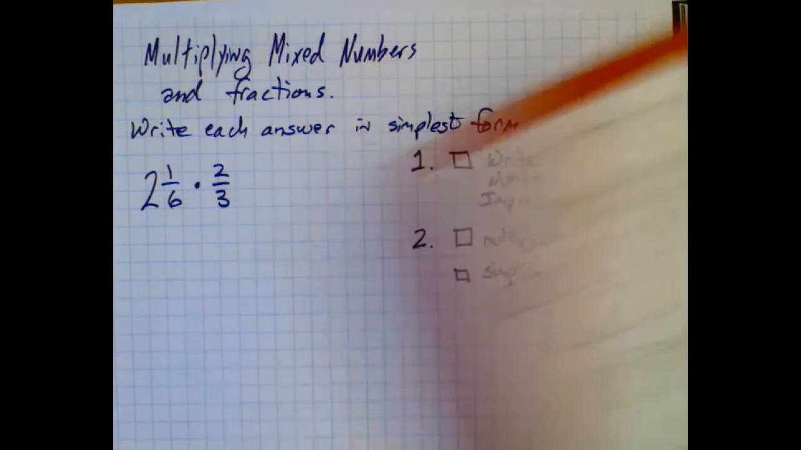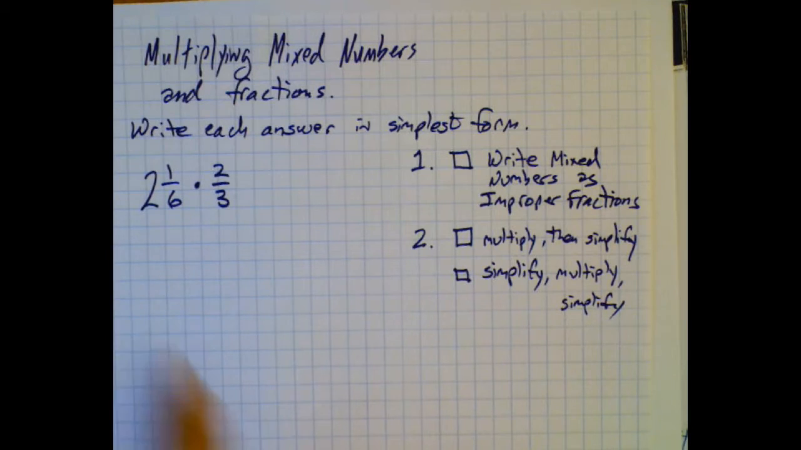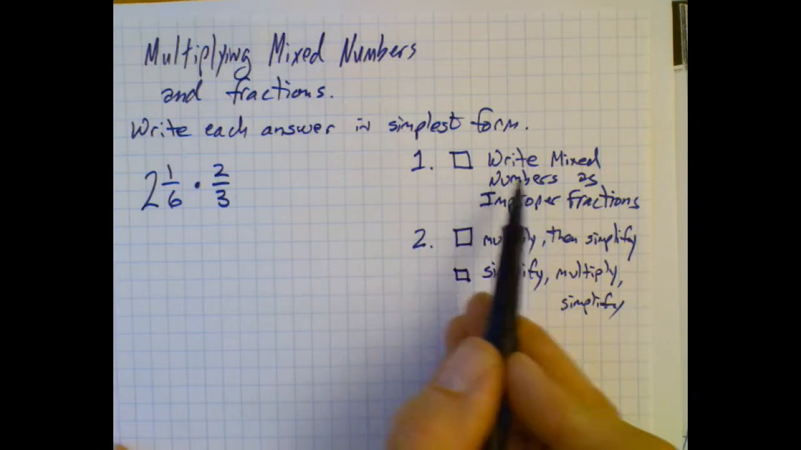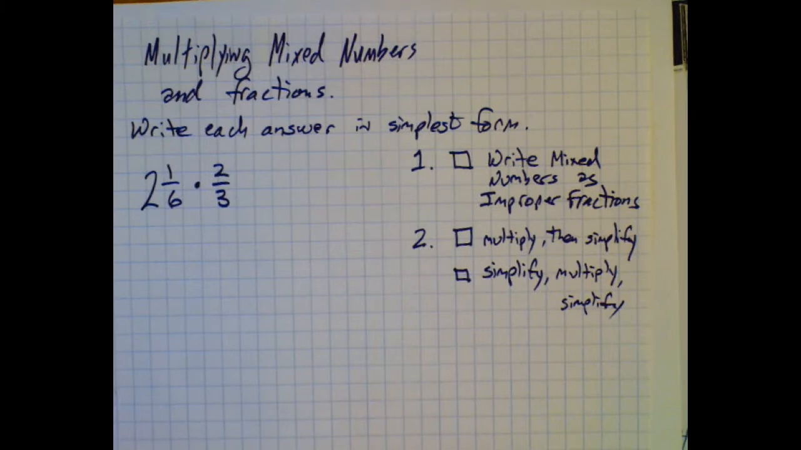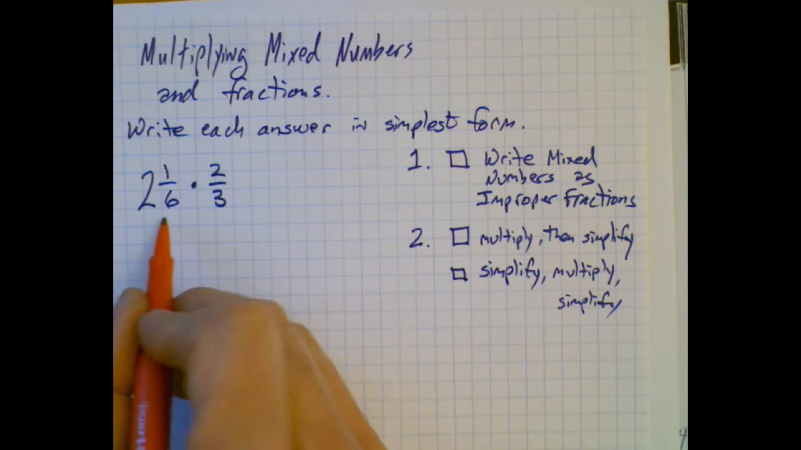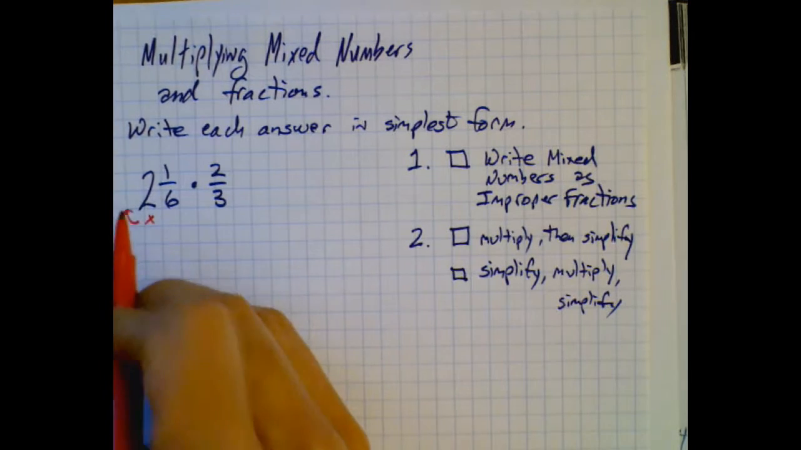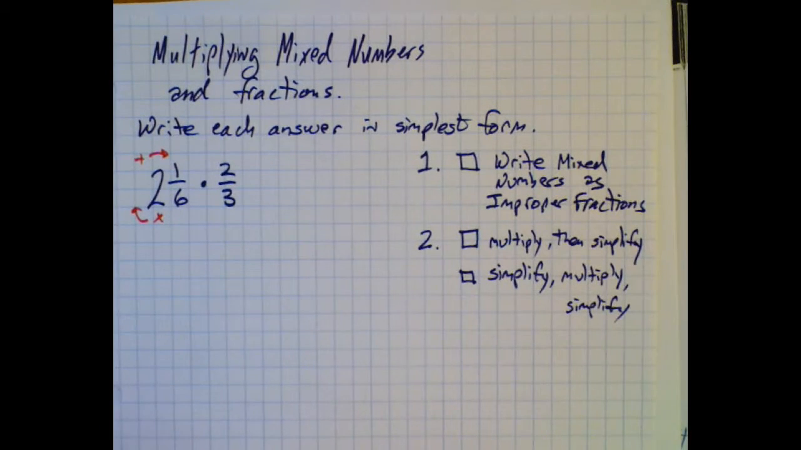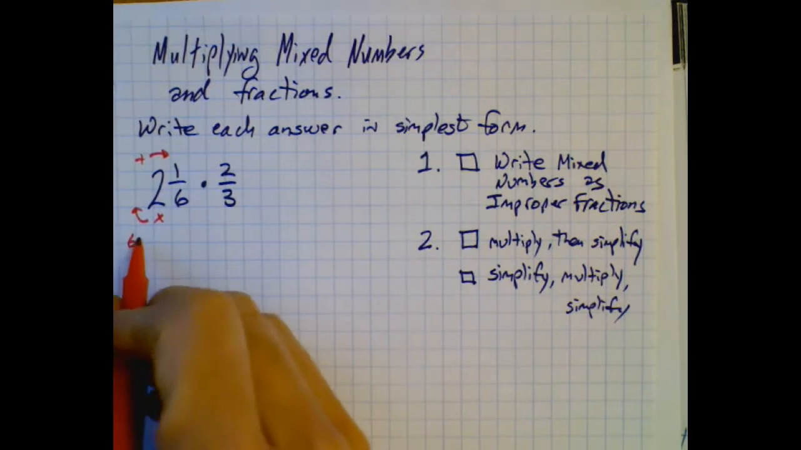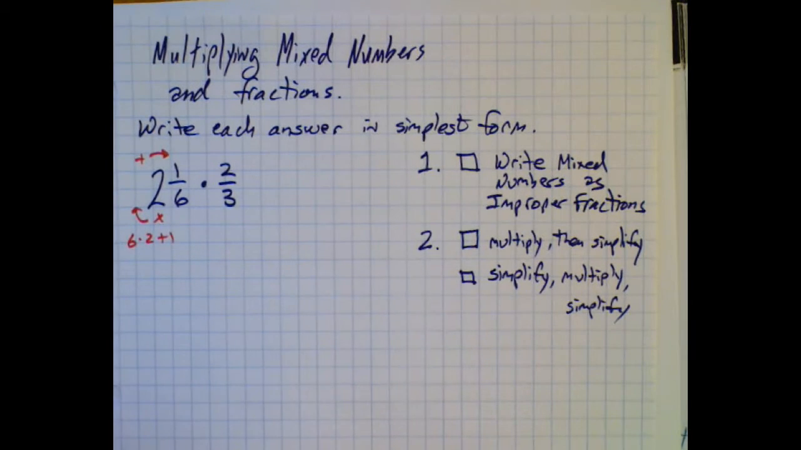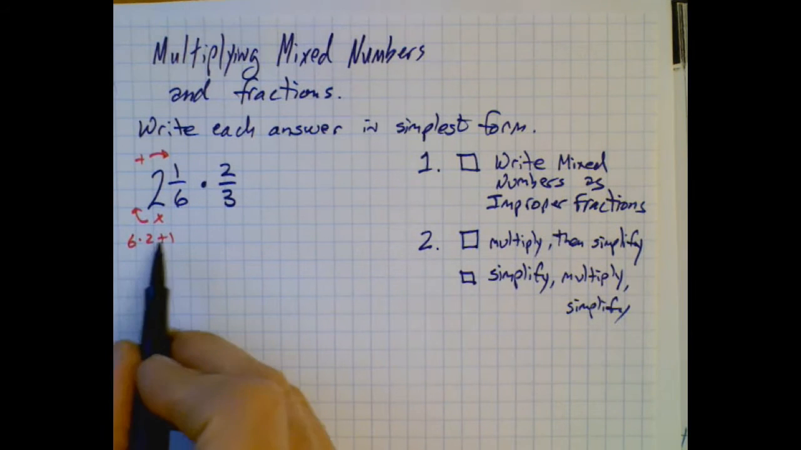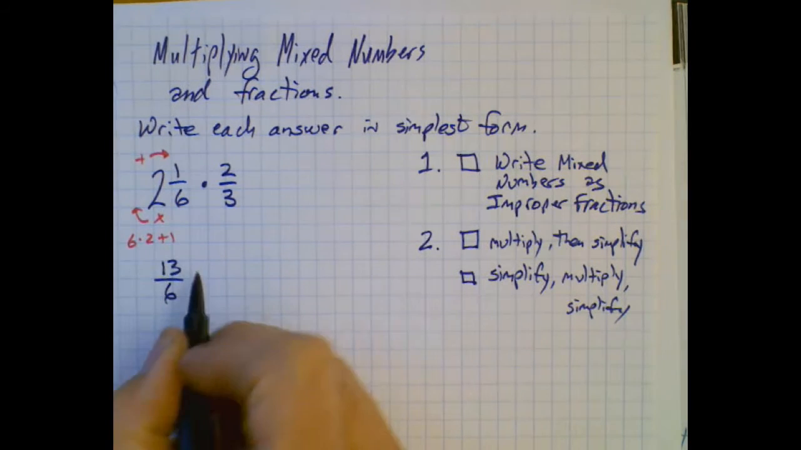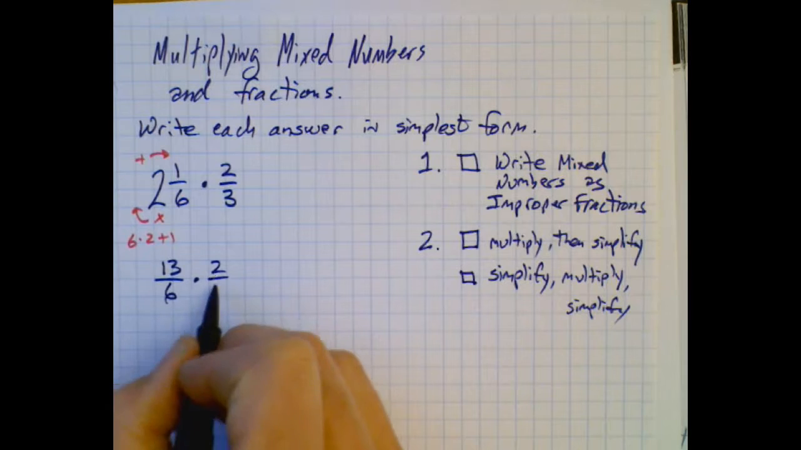So let's get started. So I have 2 and 1/6 times 2/3. My first step tells me to write each mixed number as an improper fraction. So that means I'm going to multiply the denominator, 6, by the 2, and then add 1 to it. So I'm going to do 6 times 2 plus 1. 6 times 2 is 12. 12 plus 1 is 13. So this becomes 13/6 times, this is still a fraction, 2/3.